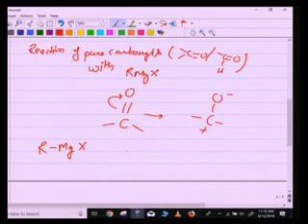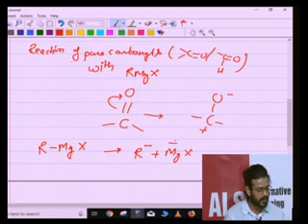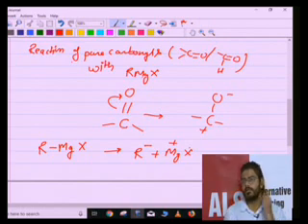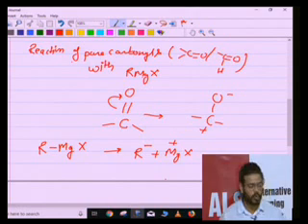RMgX dissociates to form R negative and MgX positive. The entire organic chemistry runs on a single concept: you have to combine the positive charge with the negative and the negative one with the positive. So let's start with one reaction. Let's say I have ethanol. You guys already know what a Grignard reagent is? Can you respond?